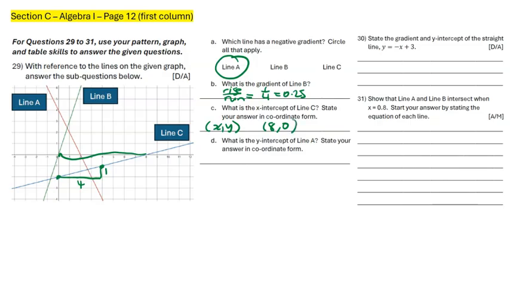And then finally, state the y-intercept of line A. Line A is all the way up here. Again, it's x, comma, y. X is 0, y is 4. X is 0 because if you go back to the x-axis, you've got 0.